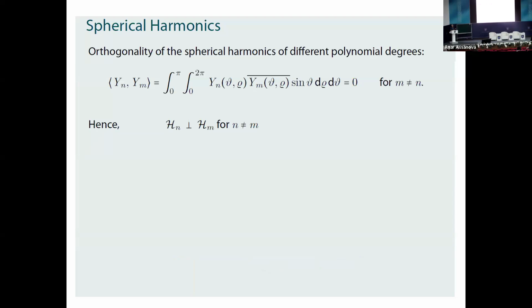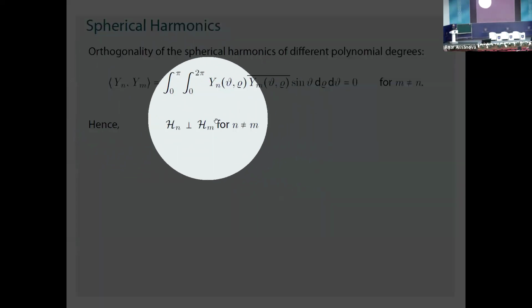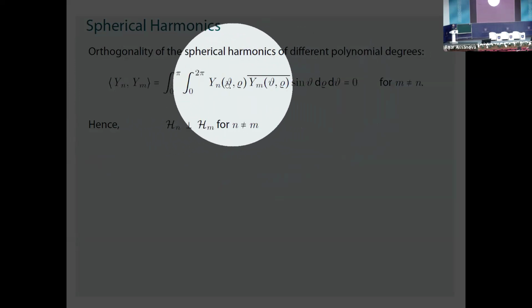Okay, now you immediately also can emphasize that we have orthogonality between the two harmonic spaces Hn and Hm when n is not equal to m. That means we write our inner product in terms of d rho and d theta with these polar coordinates, and then you compute the inner product between these functions.